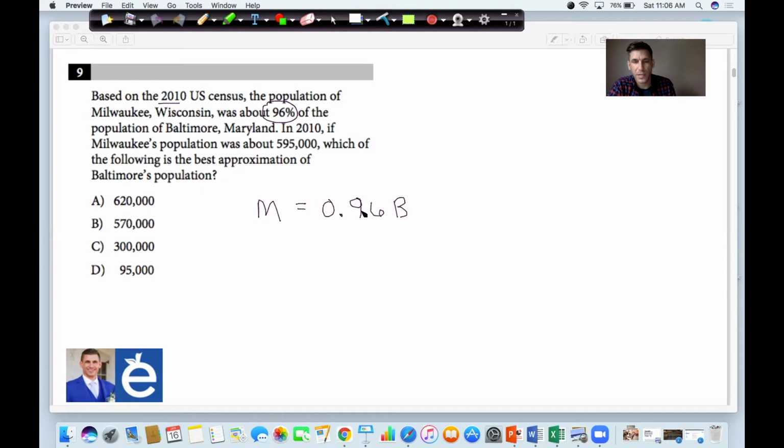So Milwaukee is 96% of Baltimore, so Baltimore has to be the larger number, right? Because if it's 96, then Baltimore is the 100% of this example. M is Milwaukee's population, B is Baltimore's population. They tell me that the population was 595,000, so I'm going to plug this in here: 595,000 equals 0.96B.